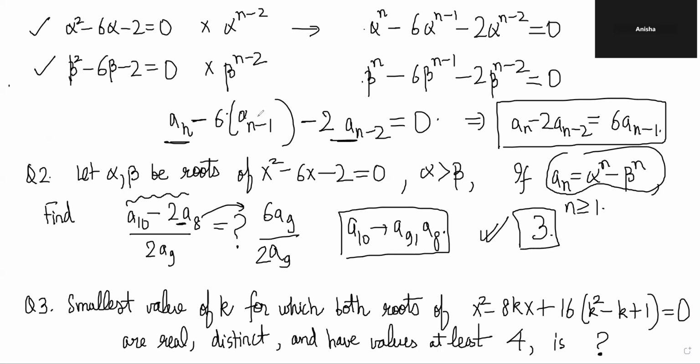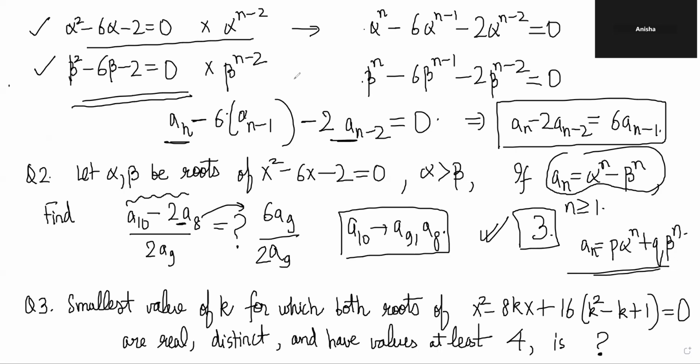Do you understand? This method is general. This is what you need to do in such questions. Try to create your an, right? Remember, there was a question again that was asked, which was P alpha n plus Q beta n. We just made equations like this, multiplied by P, multiplied by Q, and added it to create an. So that is a standard method in these types of problems.